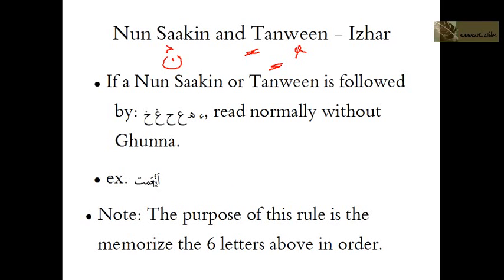Example is An'amta. Now, the first thing we look for is Noon sakin or Tanween. If we don't have Noon sakin or Tanween, there's no way that this rule can apply. So looking at this word, we see we have Noon sakin here, and then immediately after that there's an Ain. So we know that Izhar applies because Ain is one of the letters here. No ghunna. An'amta. If someone said it with ghunna, that would be incorrect.